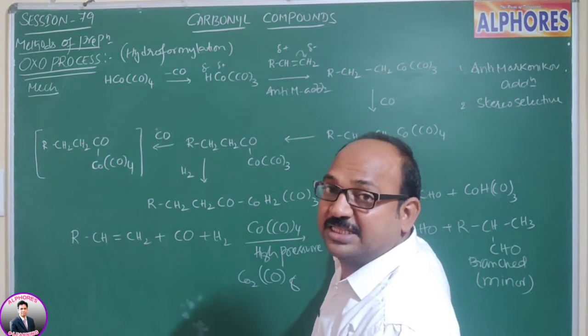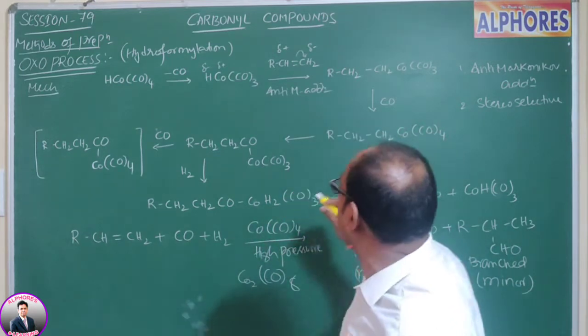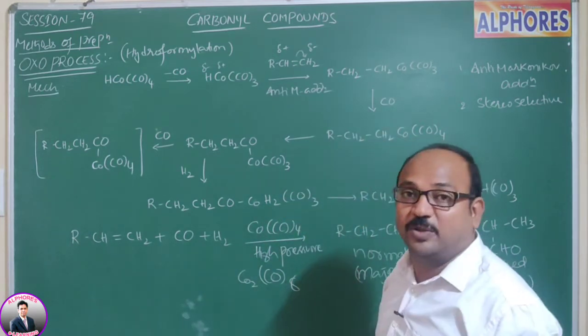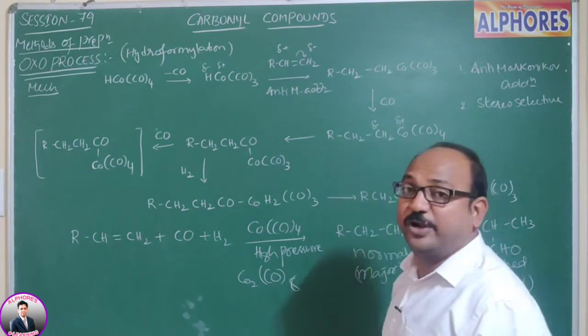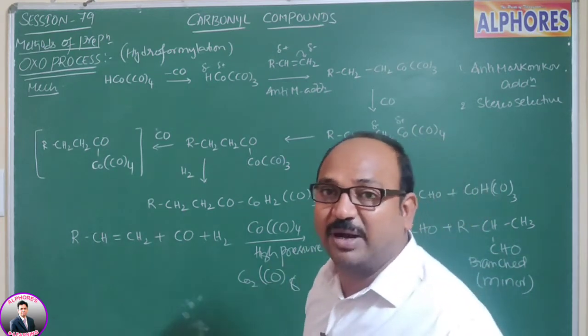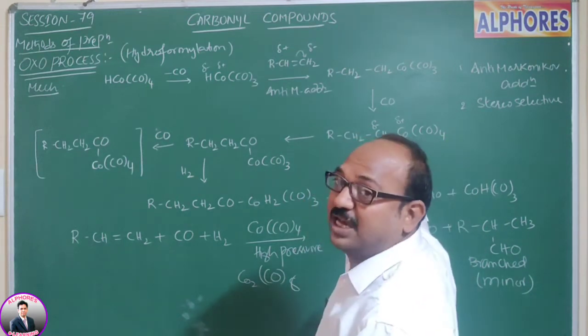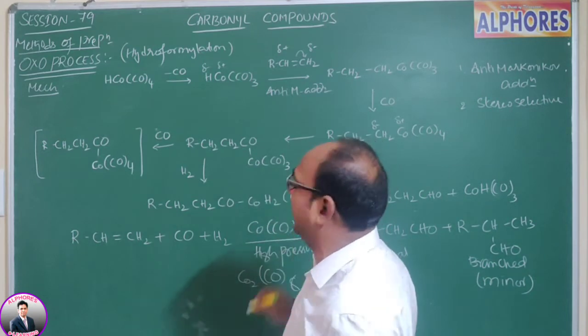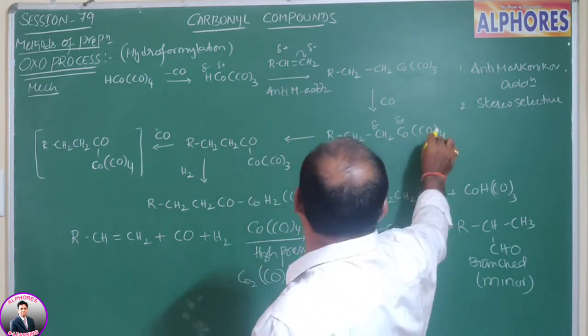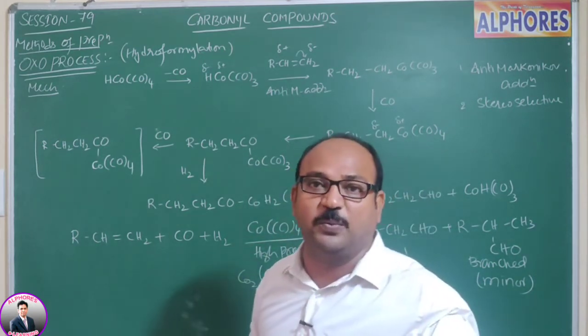terminal carbon. It is very clear now: this carbon is attached to the cobalt metal, so obviously this one is going to bear a negative charge and the cobalt metal is going to bear a positive charge, and the carbon monoxide shifts towards this carbon. The result is RCH2COCo(CO)3. Here what happened? Rearrangement takes place. Rearrangement of what? Of the carbonyl group.